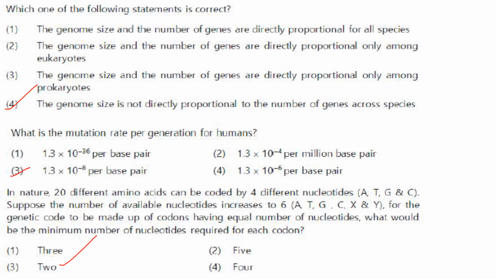Now you have learned that 4 raised to 3, that is 64 codons, code for 20 amino acids, so it is a triplet codon. Here it is 6 raised to 2. It will give you 36, and 36 is sufficient for coding 20 amino acids. So it will be a doublet codon. The answer here is option 3, which is 2.